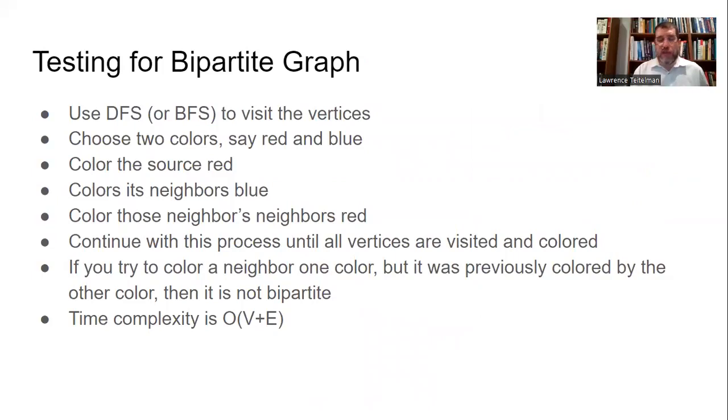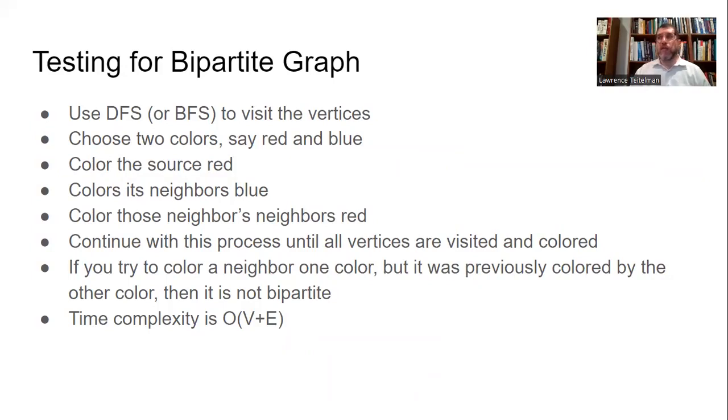So here's an interesting algorithm we can use to determine if something is bipartite. What you do is you use a DFS or BFS, they both work, and we start visiting vertices. Every time we visit a vertex, we color it. We have 2 colors, red and blue, let's say. So we color something red, we visit a vertex, we color it blue. We visit a vertex, we color it red. Visit a vertex, color it blue.